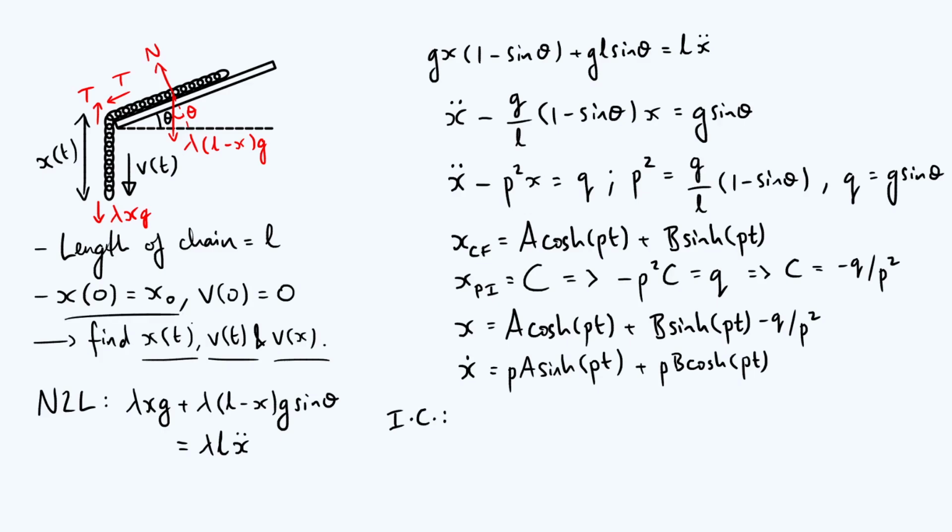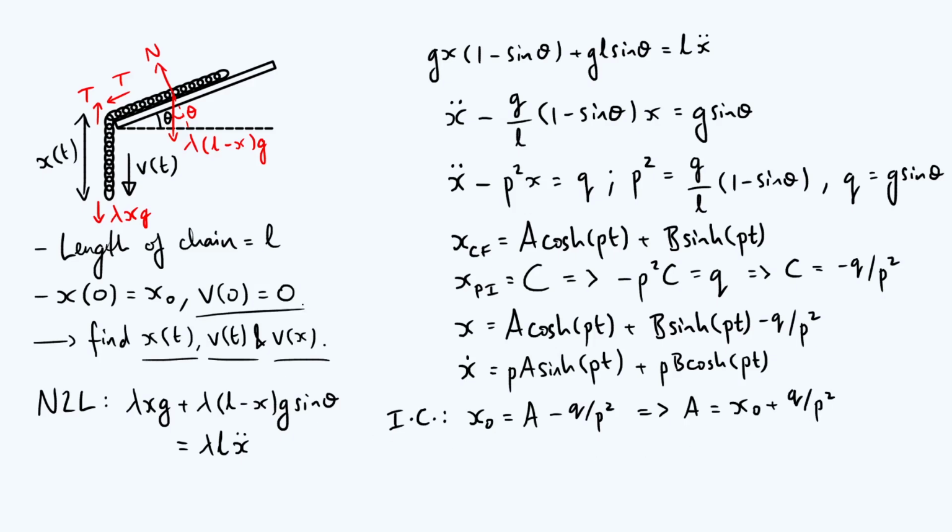The first one was that x at time 0 was just x0, so we use our expression for x. The left-hand side is just going to be the constant x naught. Then we get a cosh of naught, which is just a times 1, which is a. Sine of naught is naught, and so that term disappears, and you just get a minus q over p squared. And then straightforwardly, that rearranges to give you a in terms of the other parameters. So a is x naught plus q over p squared.